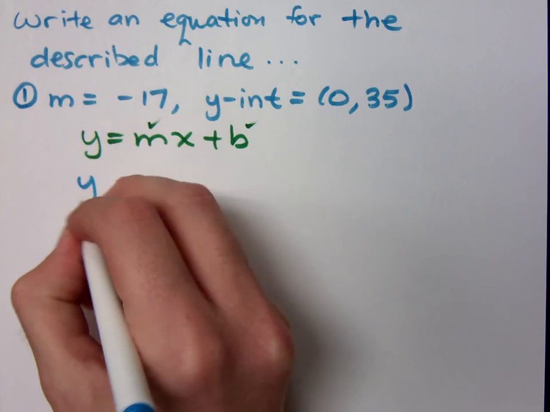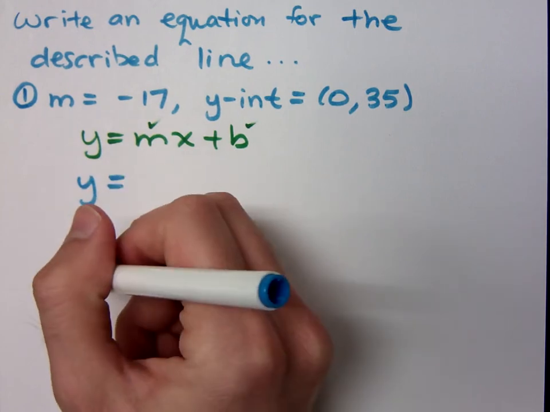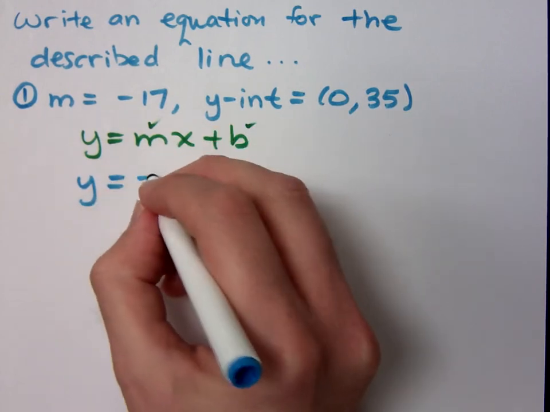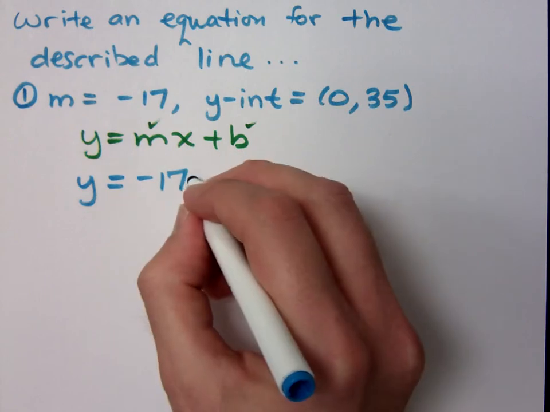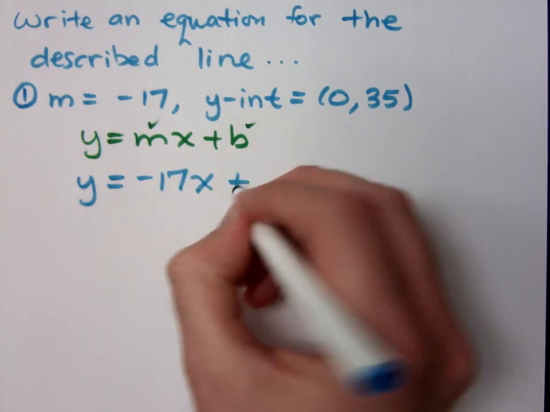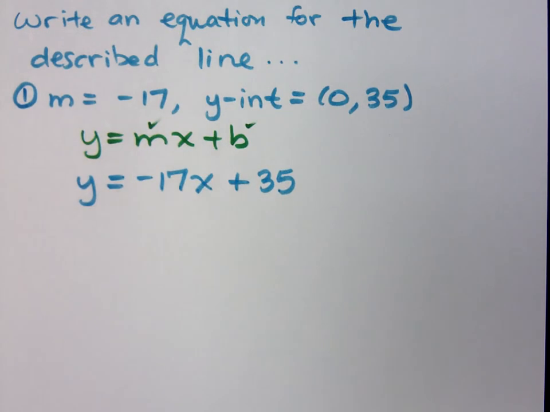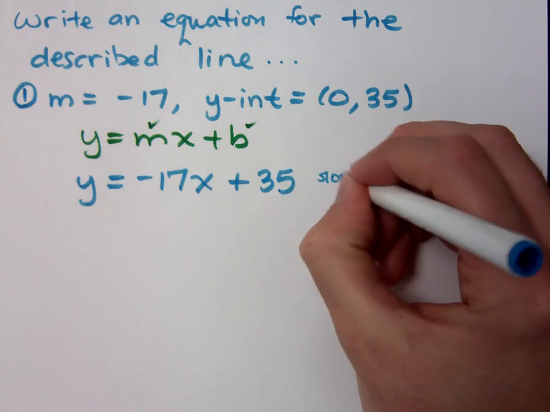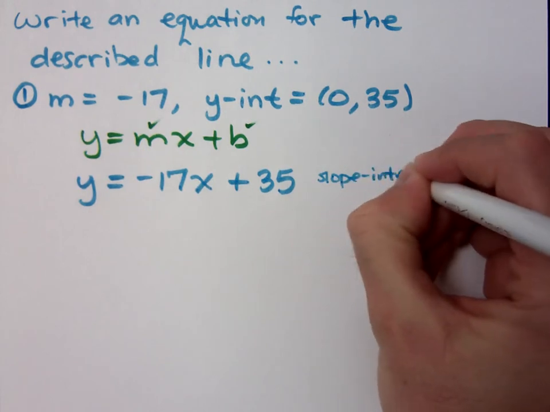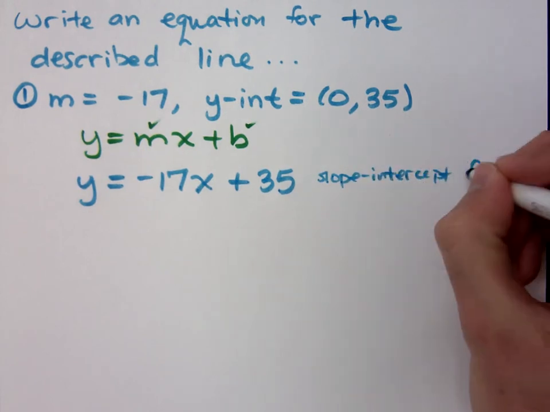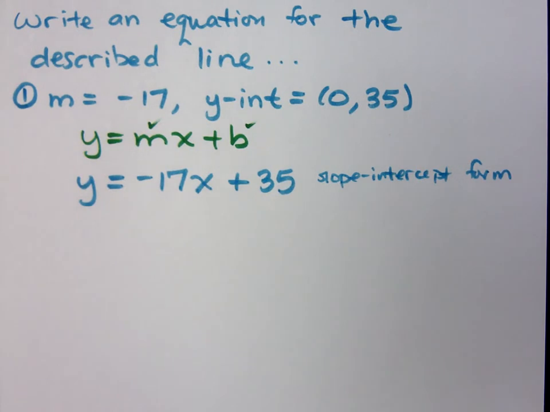Y equals negative 17x plus 35. Do y'all agree? Now, this is what the answer would look like in slope-intercept form. Do y'all agree?